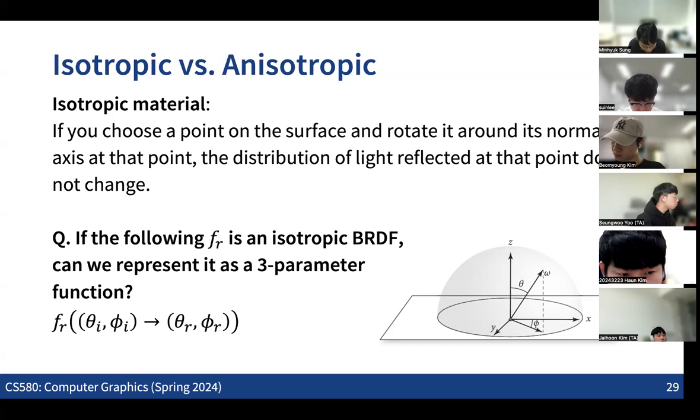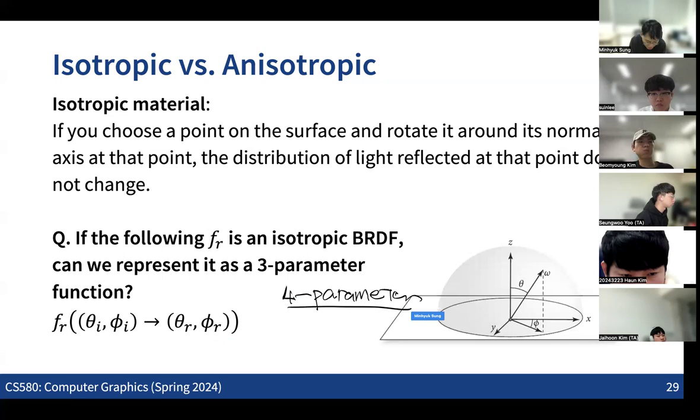This means that while we fix the direction of the incoming light and the viewing direction, if we only rotate the surface of the object with respect to the normal direction at the point where we see the reflection, then the distribution of the reflected light is not changed. Typically, the BRDF has four parameters: the spherical coordinates for the incoming light direction and the outgoing direction, which means the typical BRDF is a four-parameter function.